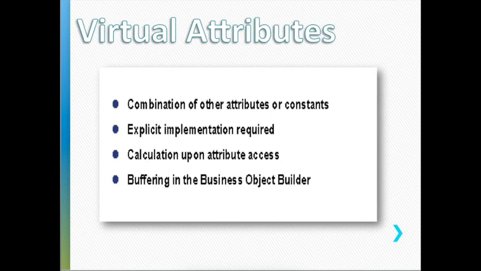Let's understand what virtual attributes are. As explained in the previous slides, it's a combination of other attributes or a constant, and explicitly you have to define a certain implementation process for these virtual attributes. So what it means is, whenever you define an attribute for a business object, you want to pull some data or keep some data as part of these attributes. How you can pull or define some data or field values in these virtual attributes: you have to implement certain code as part of your business object to fill this data in these attributes.